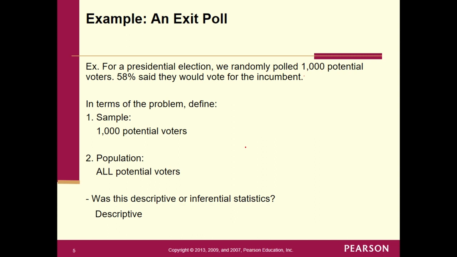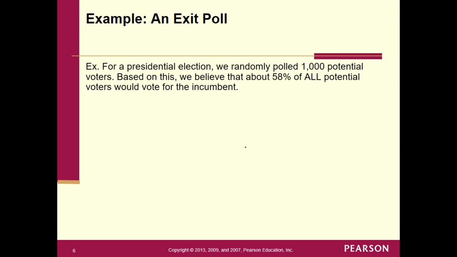So you might ask me, well, hold on. How could we change that to inferential? What would we see in order to see inferential? Well, okay. Let's change it around a little bit. It says here, for a presidential election, we randomly polled 1,000 potential voters. Based on this, based upon the sample, we believe that about 58% of all potential voters will vote for the incumbent. Notice, what did we do? We went ahead and applied it to all potential voters. We applied it to the entire population now. We took sample information and applied it to the entire population. And so once you do that, now you've done inferential statistics.